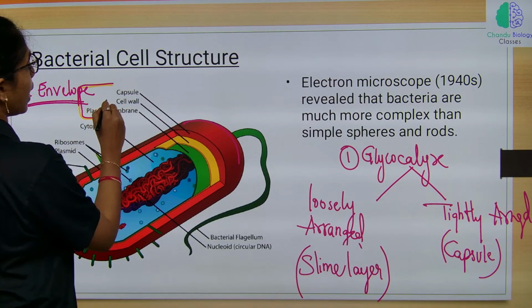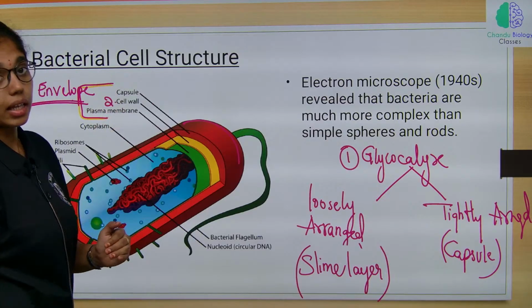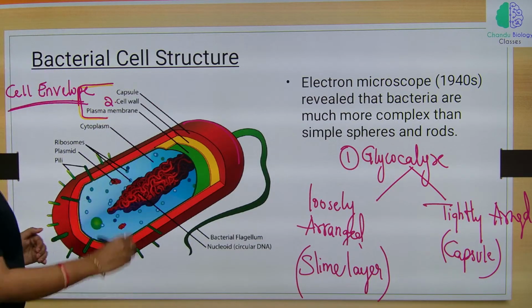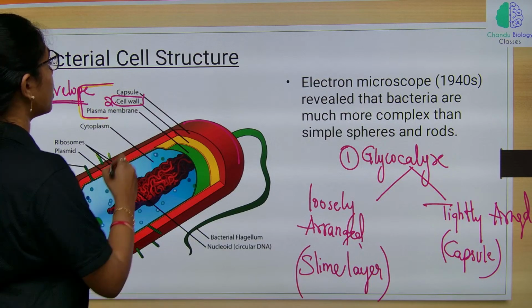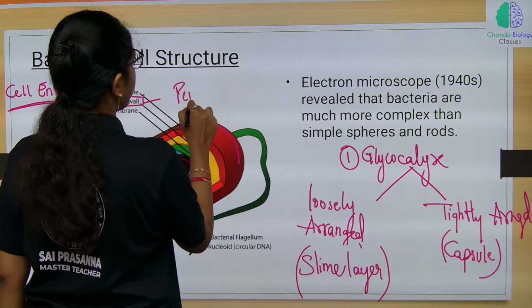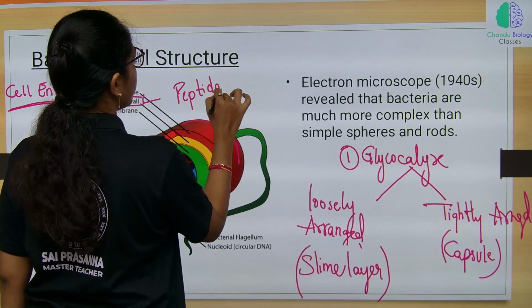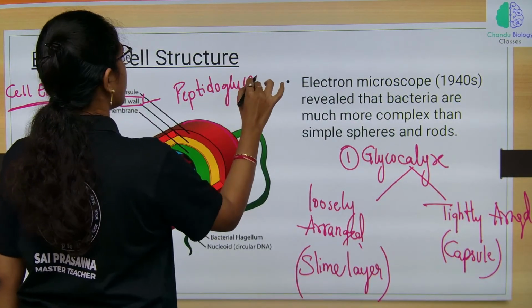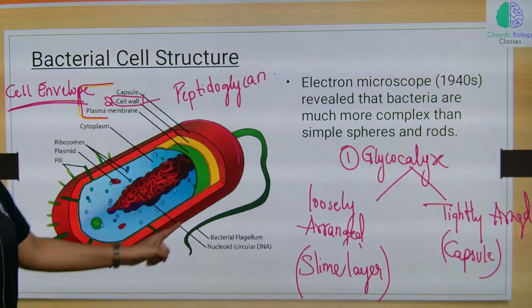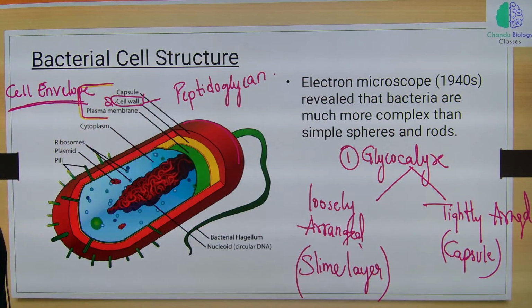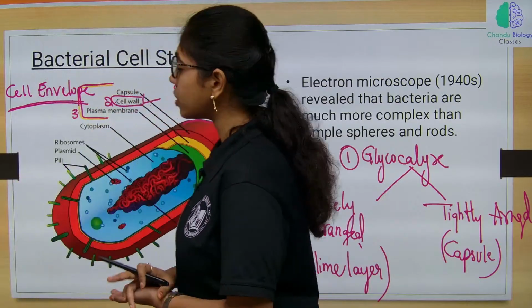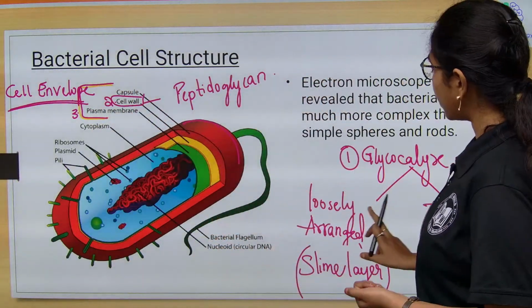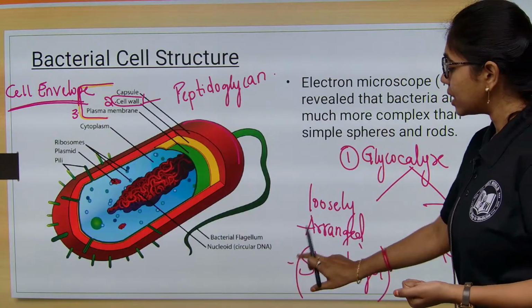Next to the glycocalyx, the second layer in the cell envelope is the cell wall. In most bacteria, the cell wall is made up of peptidoglycan. And the innermost layer of the cell envelope is the cell membrane or plasma membrane. I hope the cell envelope is clear to everyone. The outermost layer is glycocalyx. If it is loosely arranged, you will call it a slime layer.